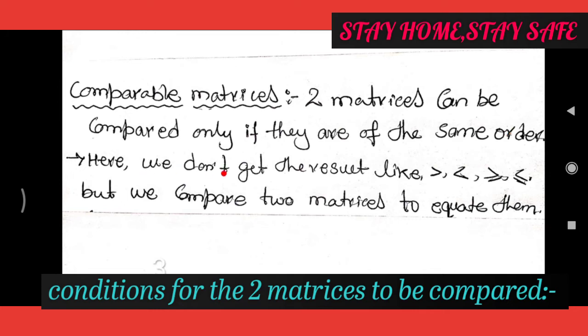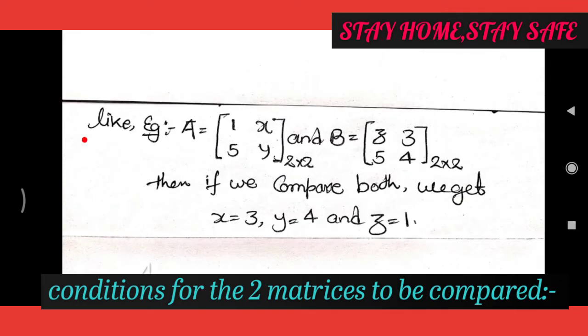And here we don't get a result like greater than, less than, greater than or equal to, or less than or equal to. It means that at the conclusion we don't get a result like matrix A is greater than or less than matrix B, but we compare two matrices just to equate them and get the values of x and y, as we can see clearly from this example.